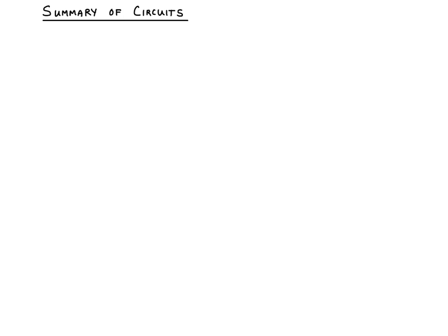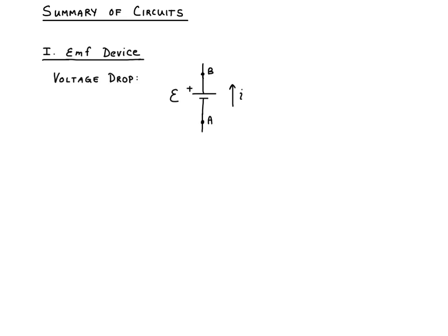In this video lecture, we're going to try to summarize everything we know about circuits so far. So, first thing we have is the EMF device shown here. It's represented by something that looks like a capacitor. One side is a little longer than the other to represent the plus side, and the shorter side is the minus side. Here I've drawn the current to go up, but of course you can define the current to go anywhere, to go up or down.